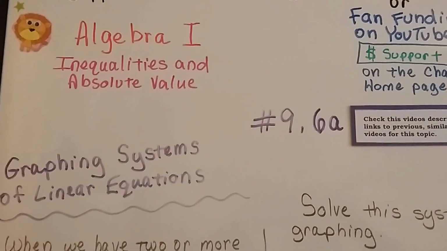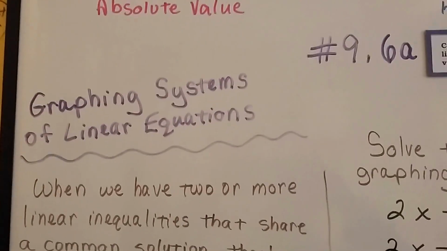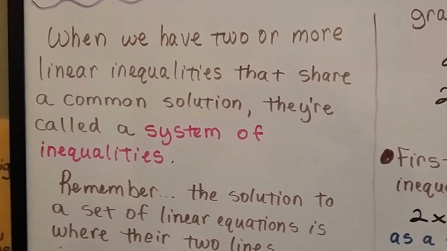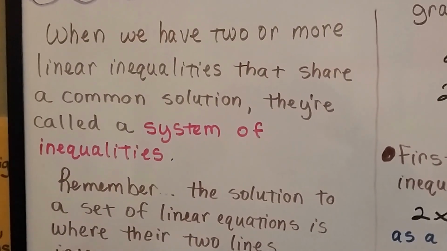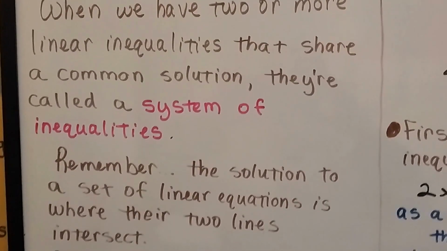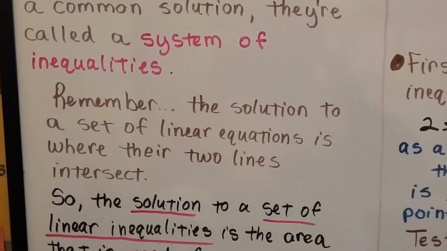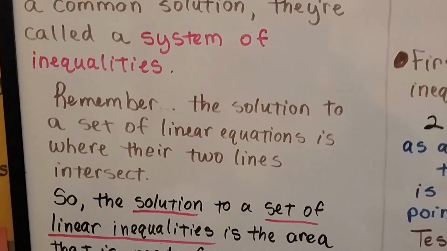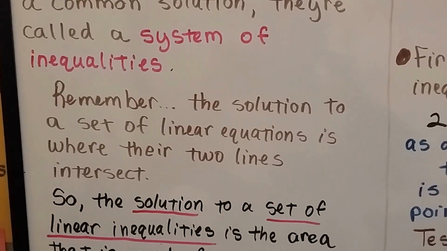Algebra I 9.6a, Graphing Systems of Linear Inequalities. When we have two or more linear inequalities that share a common solution, they're called a system of inequalities. And remember, the solution to a set of linear equations is where their two lines intersect. It's that point that is the solution.